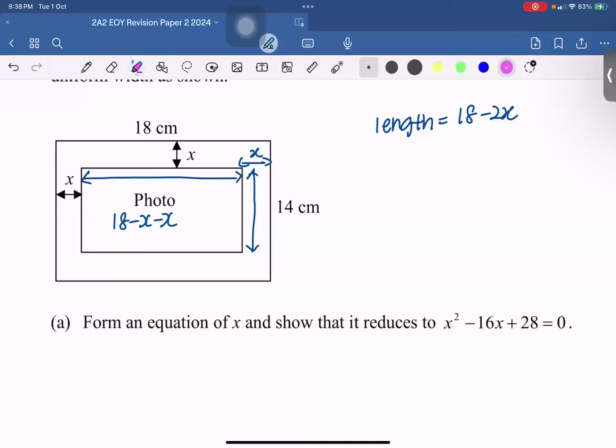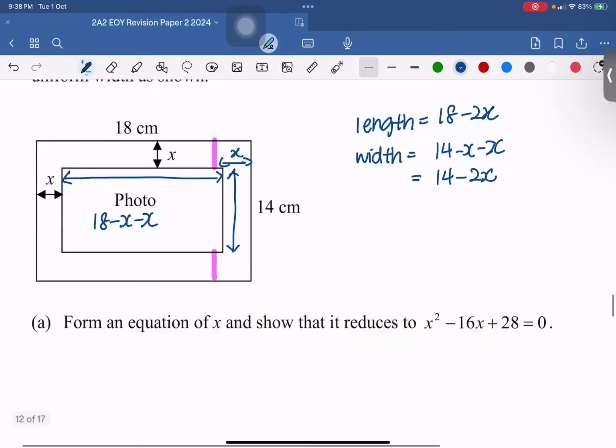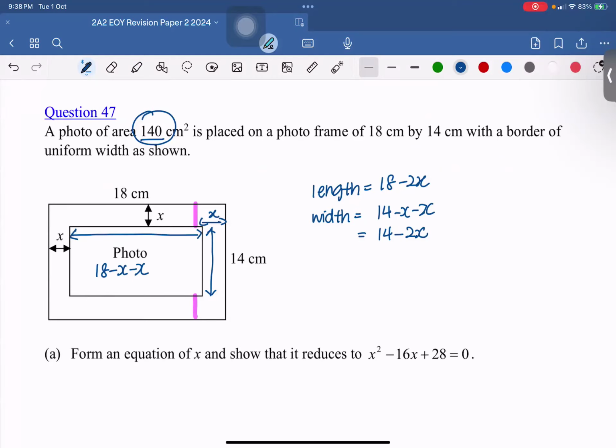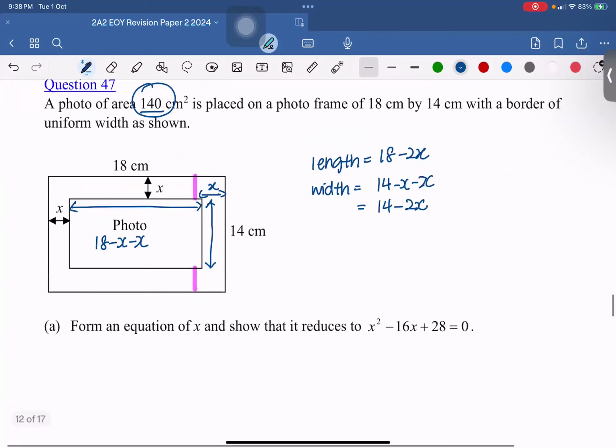Next, this whole portion is 14. This part is 14 minus x minus x. So the width is 14 minus 2x. Now, what did they give me? The area is how much? The area is 140. So how do you get area?